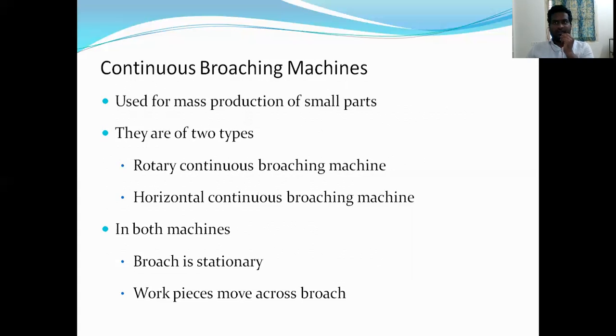So in surface broaching, the broach and workpiece both move across each other. But in push and pull type and in continuous broaching machines, as we have observed in the diagram, the broach is fixed at one position and the workpieces move across the broach. Now we are discussing continuous broaching machines. These are used for small parts, and they are of two types: rotary continuous broaching machine and horizontal continuous broaching machine. In both, the broach is stationary and the workpieces move across it.